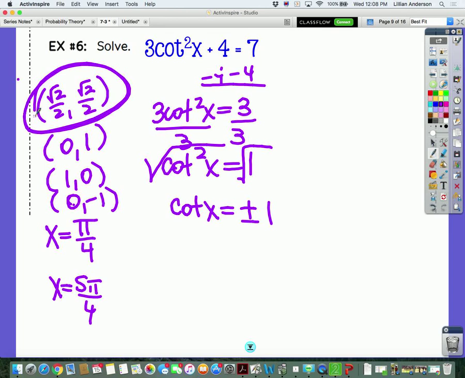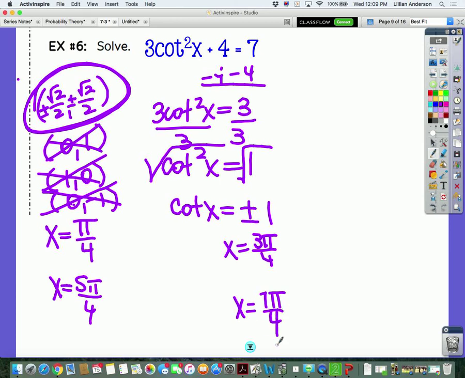And negative, yes. Can it be x over y? It would be x over y, yes. So we do 1 divided by 0. 1 divided by 0 is undefined. The 0 is on the bottom. So we're also going to have 3 pi over 4 and 7 pi over 4. Okay?